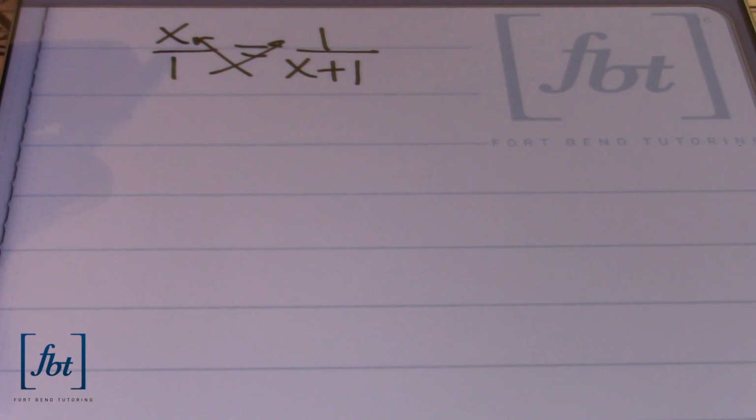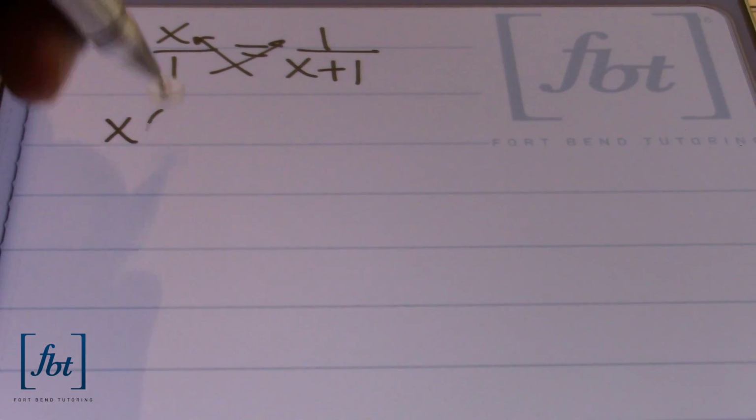Let's go ahead and cross multiply. We have x times x plus 1. I'm going to go ahead and just take my time with it.